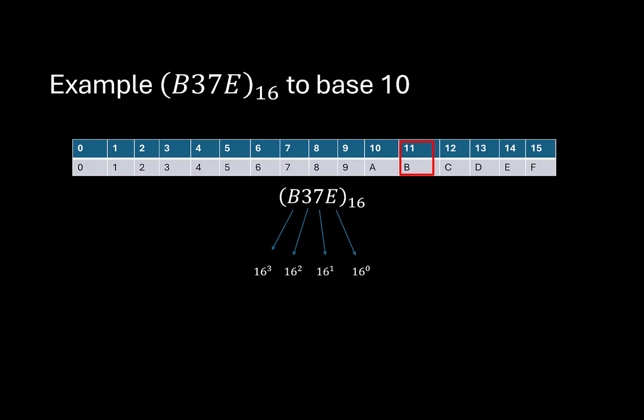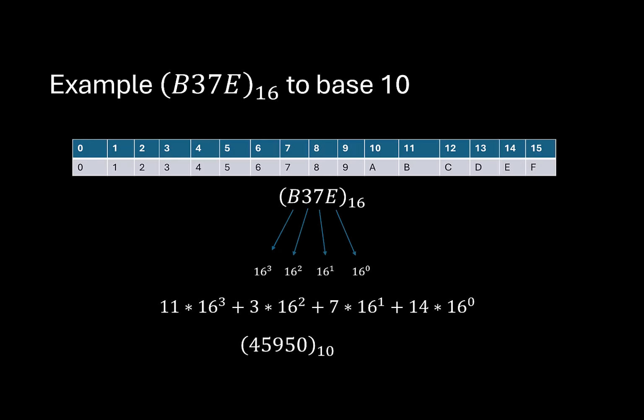B corresponds to the number 11, so I have 11 times 16 cubed, plus 3 times 16 squared, plus 7 times 16 to the power 1. Then E is the number 14, so I have 14 times 16 to the 0. We can put that all in the calculator, which gives us a total of 45950 base 10. That says B37E corresponds to the number 45,950 in decimal form.